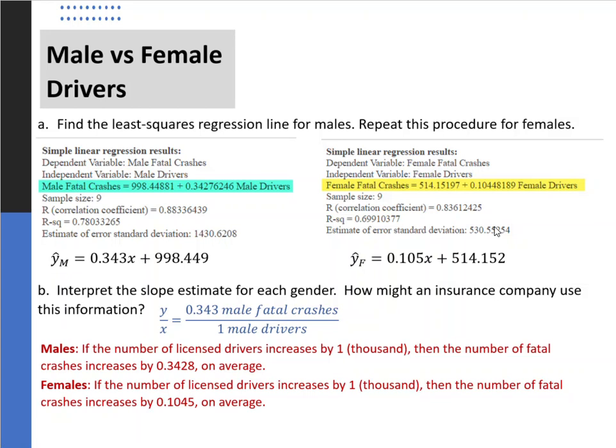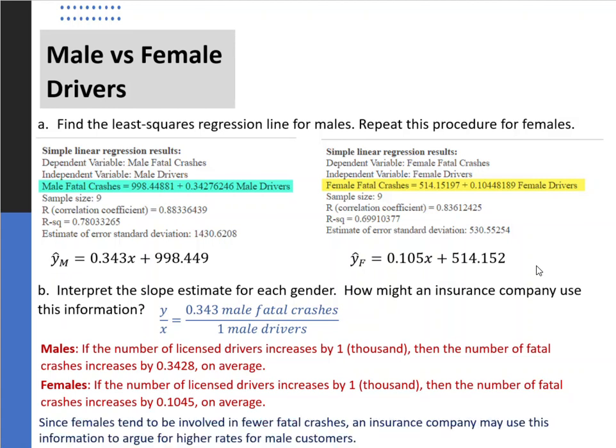So the next part of this question simply asks, how might insurance companies use that information? In looking at this, it's easy to identify that you're going to have more fatal crashes for men than you would women.